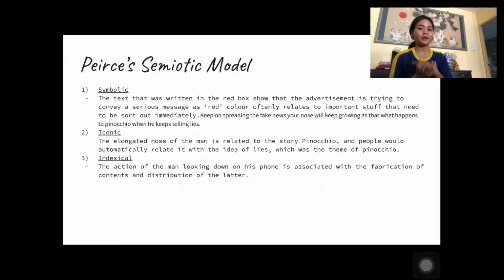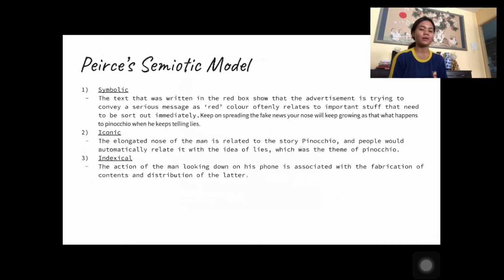So I'll be talking about the indexical part under the Peircean semiotic model based on the original advertisement that we've talked about just now. In this case, we can actually associate the action of the man looking down on his phone with the fabrication of content or even the distribution of the content, because of how widely used social media platforms are these days. Whenever we come across people looking down on their phone, it is either they are posting content or consuming and digesting the information.